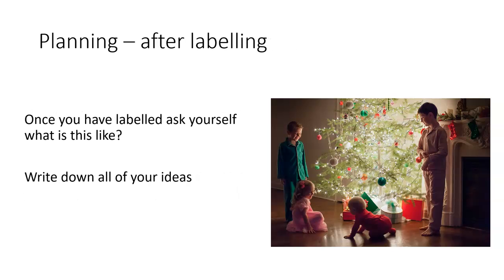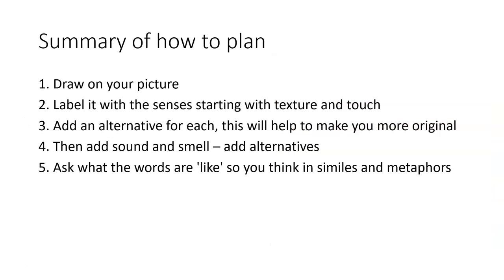Okay. So after you've labelled, you're going to ask yourself, what is this like? So this is to get you to think about using similes and metaphors. Write down all of your ideas and don't filter, just write them all down because you'll select from them later. So for example, I'd say the Christmas tree sparkled and glistened in the dark room and smelled of happiness. Or the floor was cold like an Arctic tundra. Write them all down, write as many down as you possibly can, because the more you've got, the more choice you have. Should take you about 5 minutes to do that.